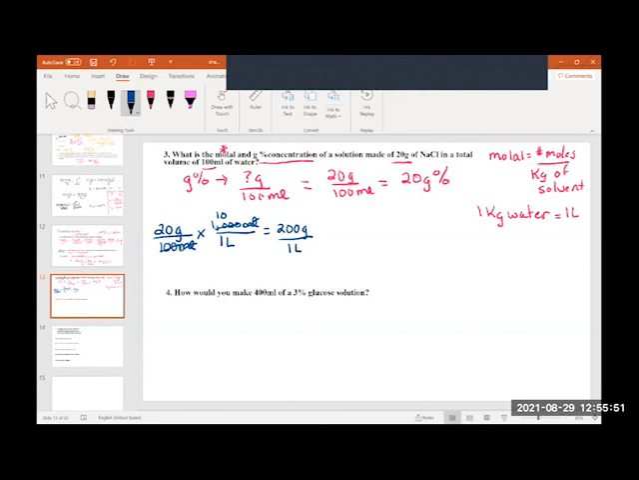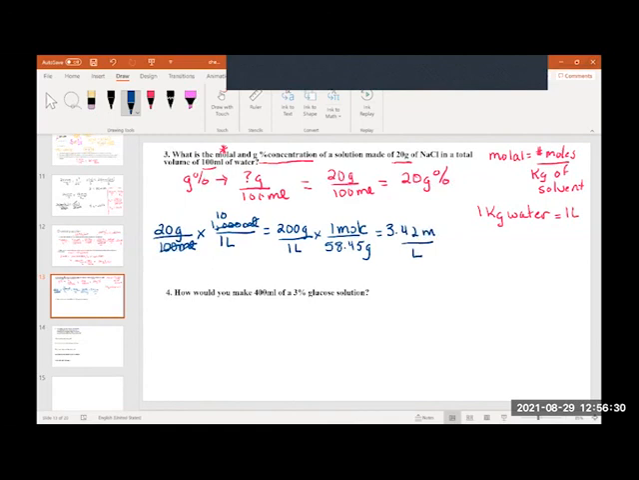Now let's convert our grams to moles, I should say, using molecular weight. For every 58.45 grams of sodium chloride, that is 1 mole. And if I do that, and I divide our 200 grams by 58.45, I now have 3.42 moles per liter. Now that's molarity.